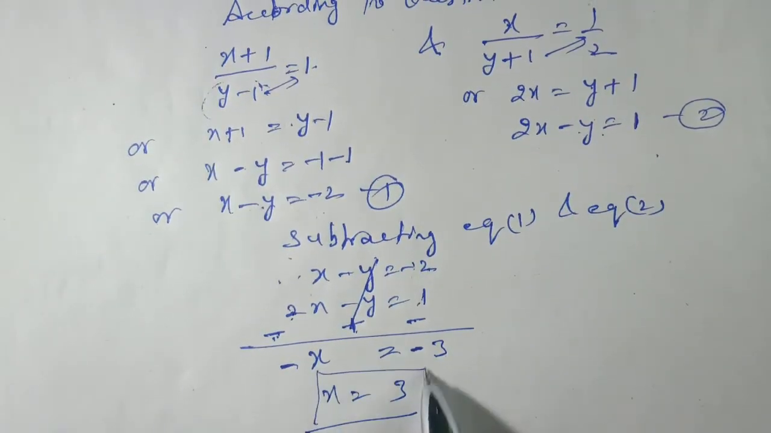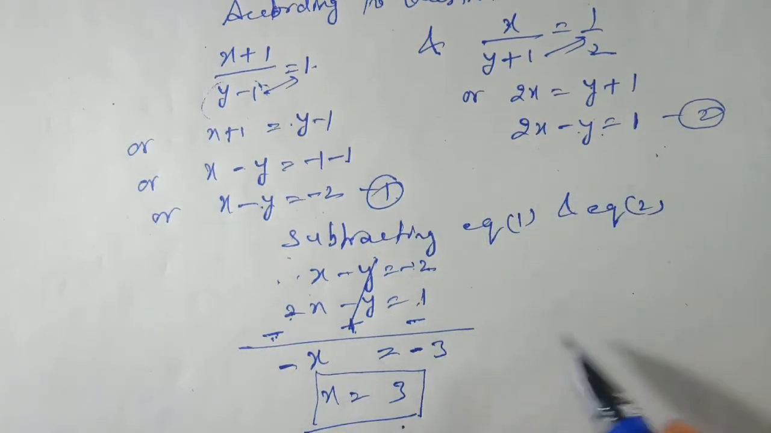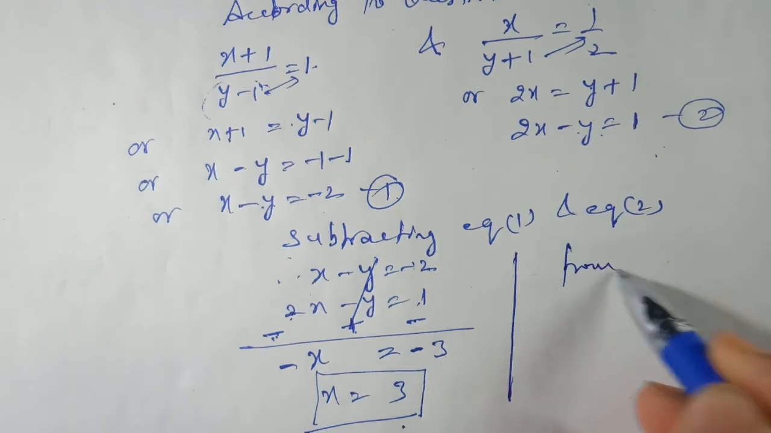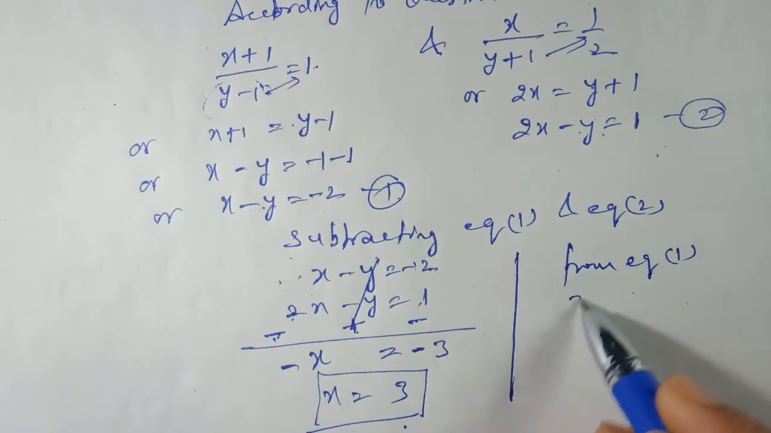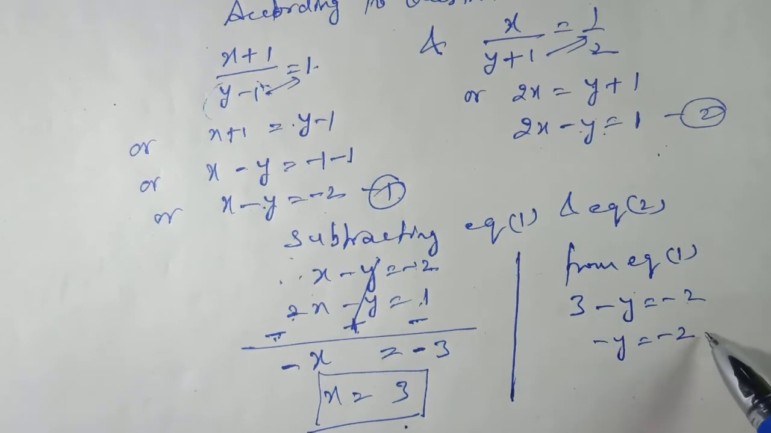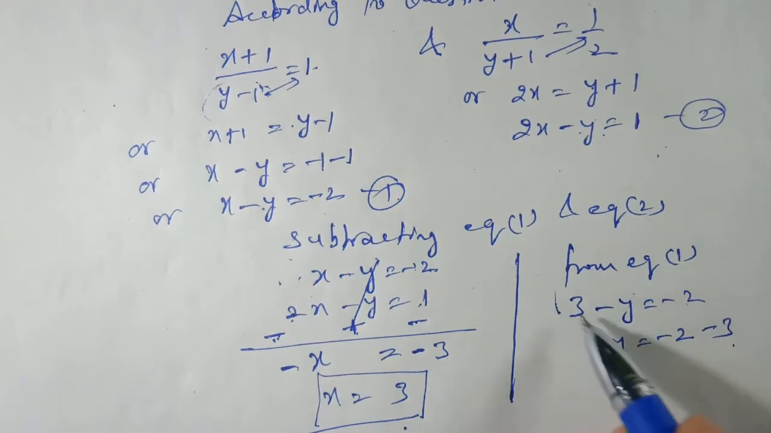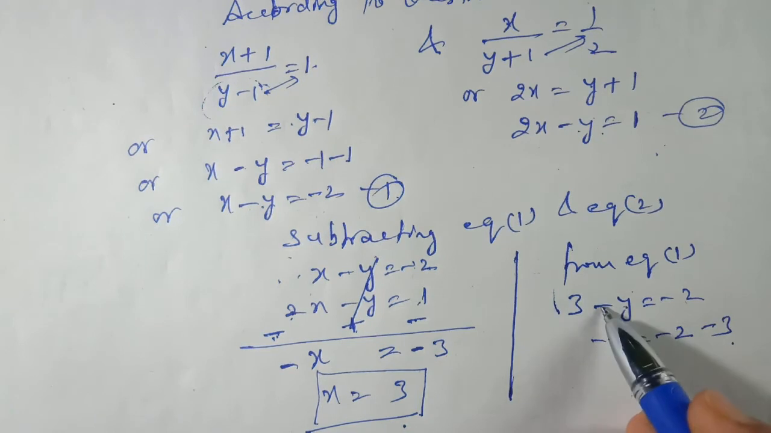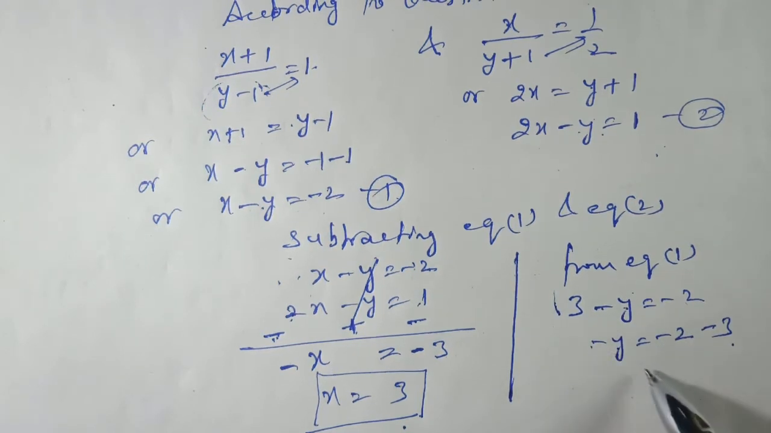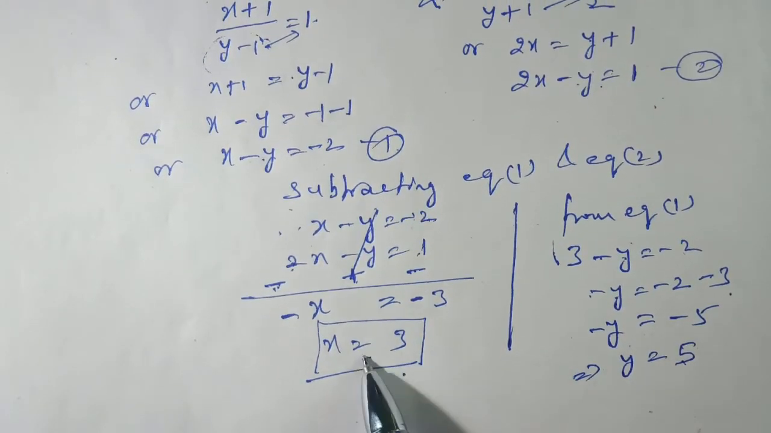By putting the value of x in either equation 1 or 2, we can get the value of y. Now from the first equation, 3 minus y is equal to minus 2. Transpose 3 to the other side, minus 2 minus 3. This is in positive sign, so when it moves to the other side it will change to negative. And y is in negative sign, so it stays over here with its sign. Minus y equal to minus 5. Minus minus will be cancelled. This will give y equal to 5. So the value of x is 3 and the value of y is 5.